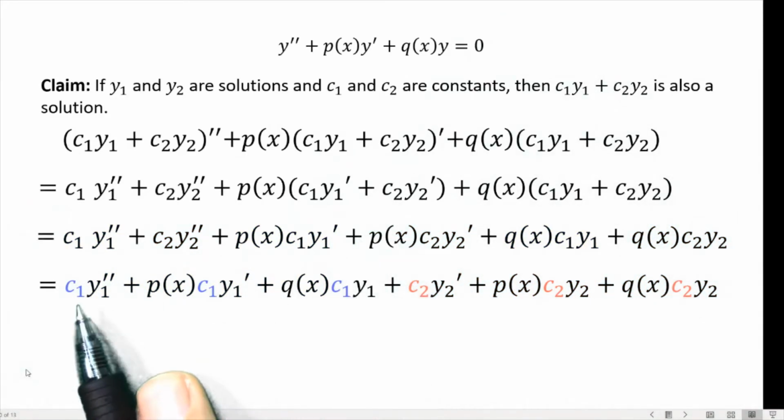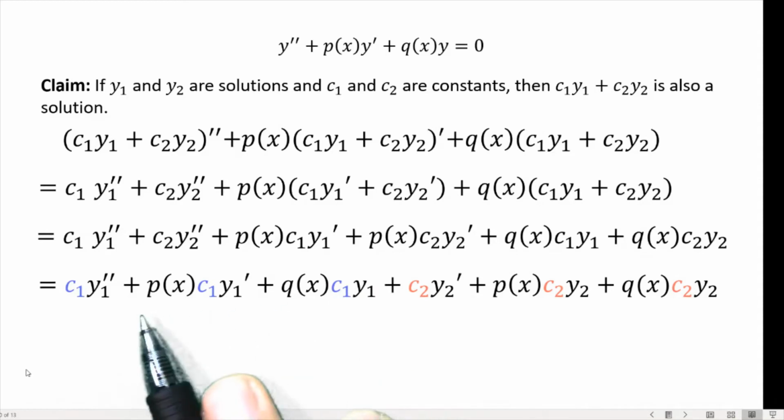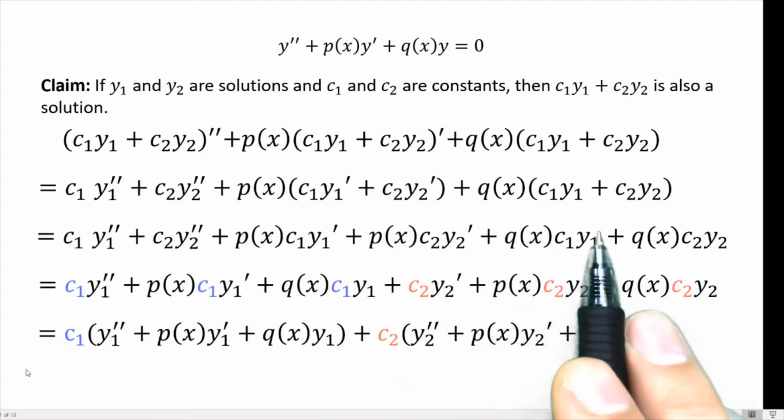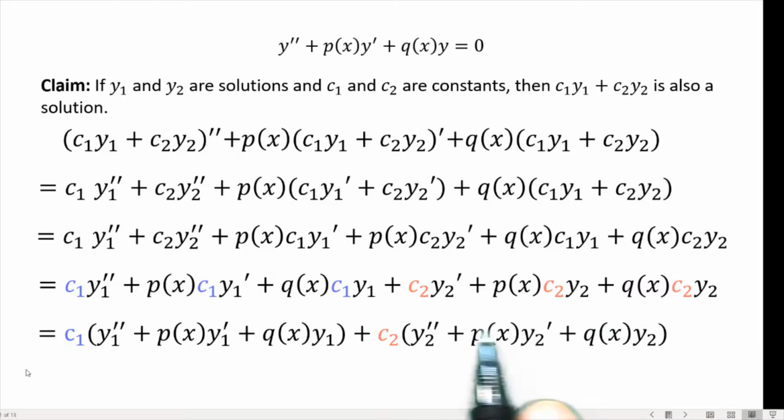Then I'm going to pull out these constants, factor out the constants. Oh good, I fixed the derivatives. They're back. That should have been a second derivative here and here, and a first derivative here and here, but I got them right down here. But I pulled out the constants, C1 and C2.